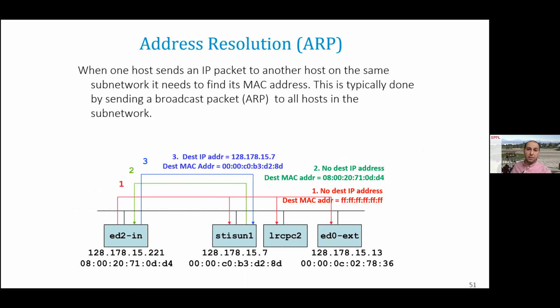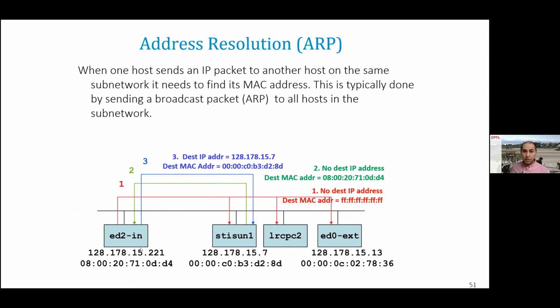Address resolution, ARP. So assume that you have a packet. You want to send this packet to another machine on the same LAN. You know the IP address of this machine, but you don't know the MAC address. So you are not able to send this packet on the LAN unless you resolve the MAC address of the destination on the same LAN. So this is why we have what we call the Address Resolution Protocol.